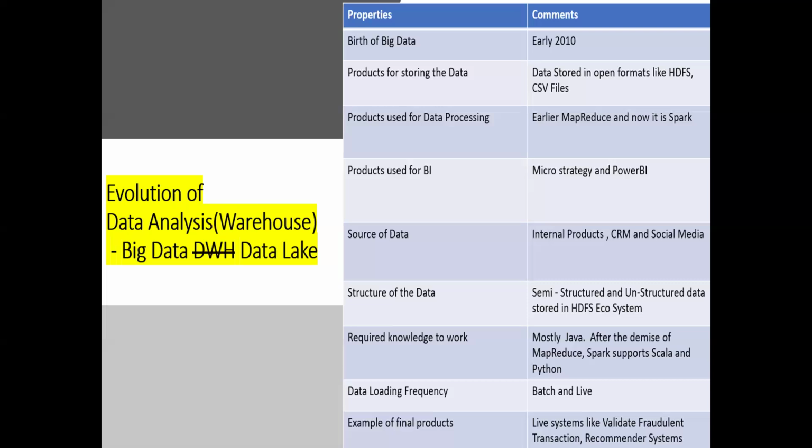After that, MapReduce was demised; it became very slow. Spark came with Scala and Python and replaced MapReduce. The data loading frequency was only batch before that, and live streaming data capturing also started. And the big data warehouse slowly converted to a big data lake. What is the difference between a big data warehouse and a big data lake? Who can answer? If I ask you, what is the difference between them?